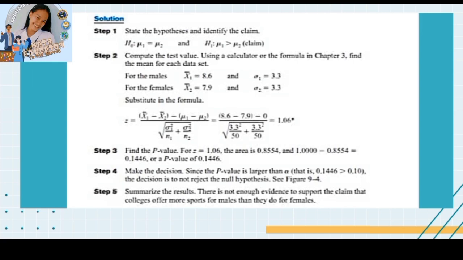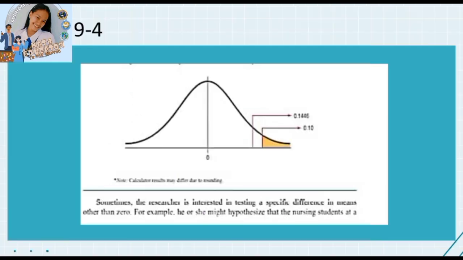Now, the next step is to make the decision. Since our p-value is larger than the significance level, that is, 0.1446 is greater than 0.10, the decision is not to reject the null hypothesis. Now summarize the results: there is not enough evidence to support the claim that colleges offer more sports for males than they do for females.